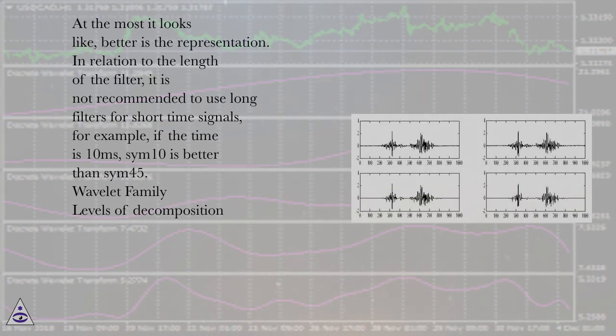In relation to the length of the filter, it is not recommended to use long filters for short time signals. For example, if the time is 10 milliseconds, SIM10 is better than SIM45.